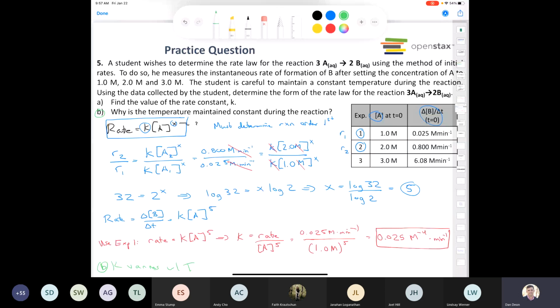Who wants to try another problem where we get to determine the rate law for reactions? Anybody want to try another one?